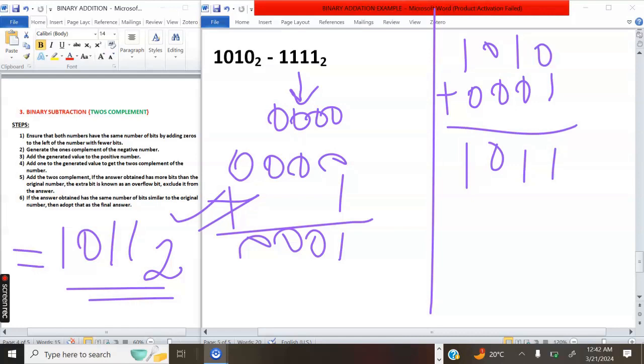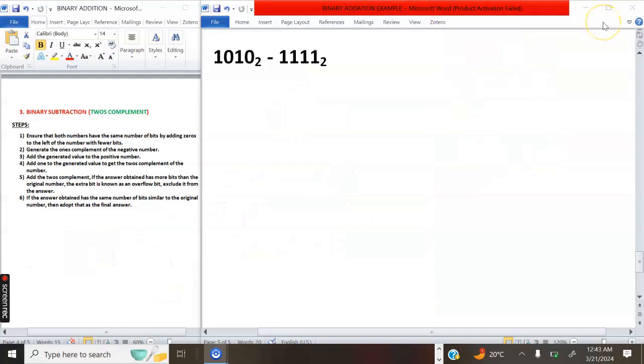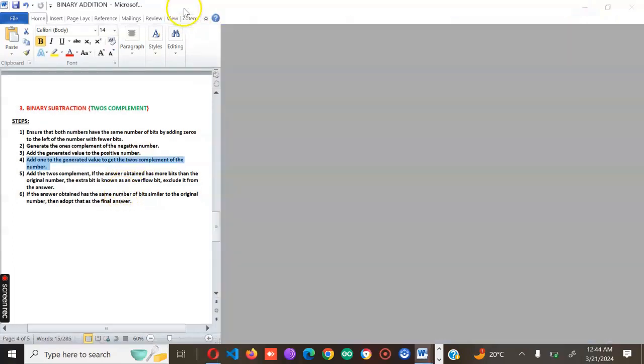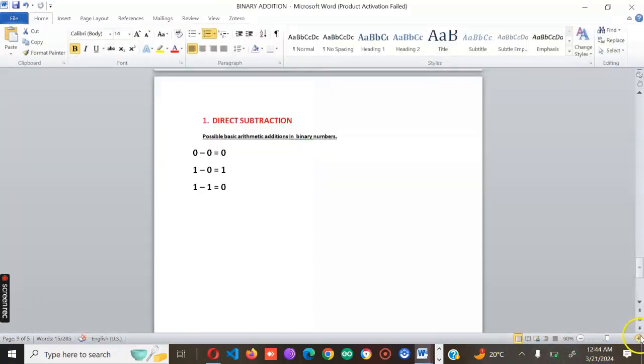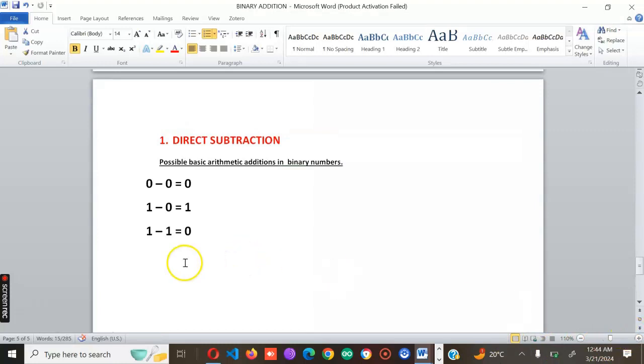Okay, having done that, let's move now to our last case, that is direct subtraction. For the case of direct subtraction, these are the things that you need to note. These are the possible basic arithmetic operations in a direct case, just like we had done on the previous case. So 0 minus 0 is equal to 0, 1 minus 0 is equal to 1, 1 minus 1 is equal to 0.